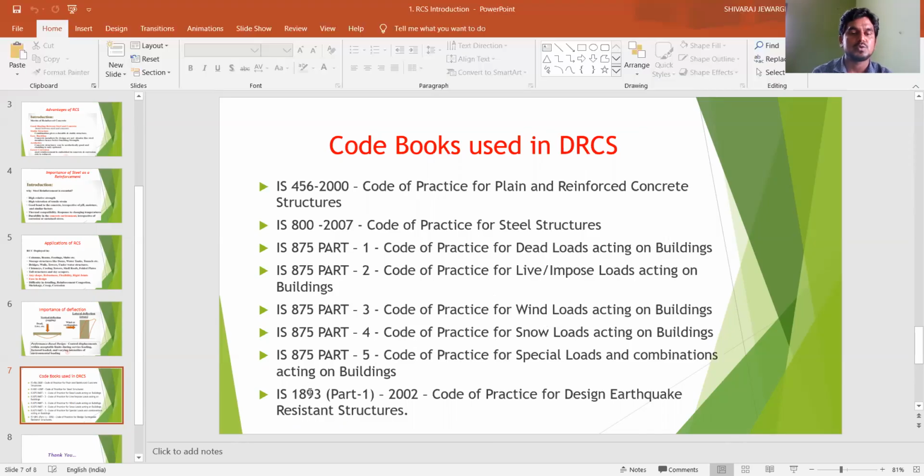And one more last code, that is IS 1893-2002. This code is used for the earthquake resistant design of structures. And right now we have a revision of this code, IS 1893 in 2016. This code was revised very recently, in the last year. So still we are using the older code. But anyhow, we should use both simultaneously, as appropriate, in the design of RC structures.